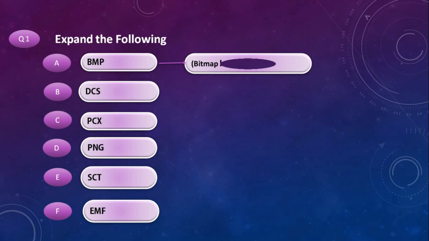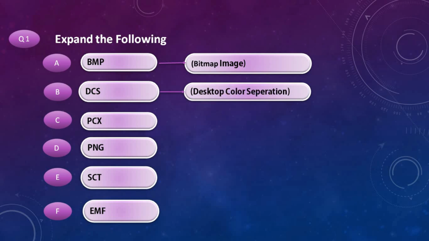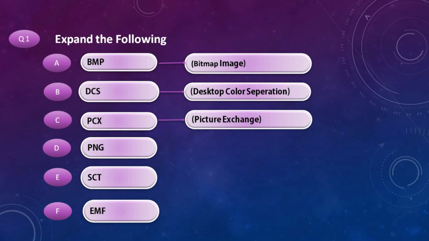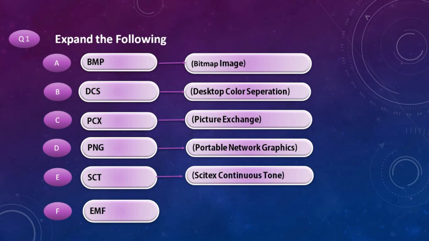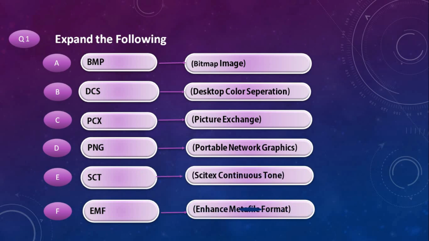BMP means bitmap image. The expansion of DCS is desktop color separation, and PCX stands for picture exchange. PNG, portable network graphics. SCT, scitex continuous tone, and EMF stands for enhanced metafile format.